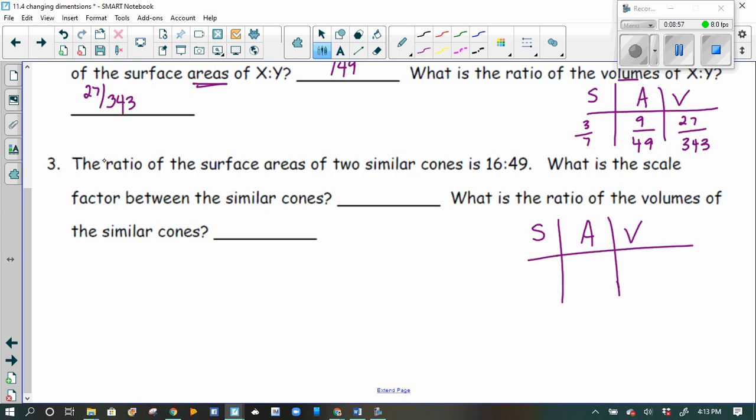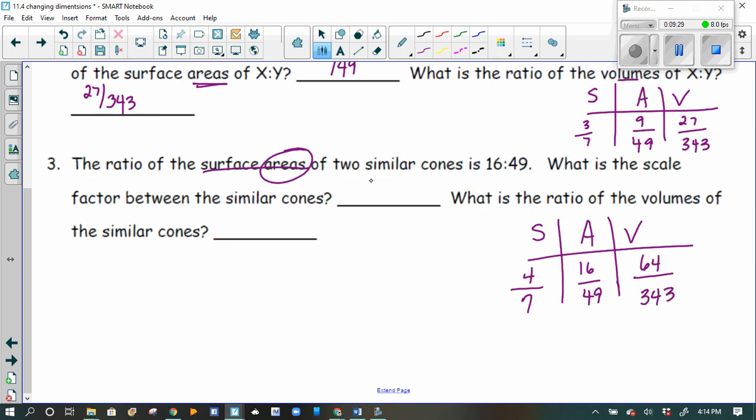So the information they're giving me is the ratio of their surface area. So they're telling me the ratio is 16 over 49, and since they're talking about area, then I have to put it in the area column. I have to go backwards, so the square root of 16 is 4. The square root of 49 is 7. I have to go to the volume column, so 16 times 4, sorry about that, 64, 7 times 49 is 343.